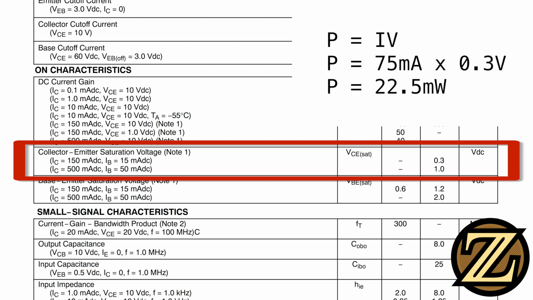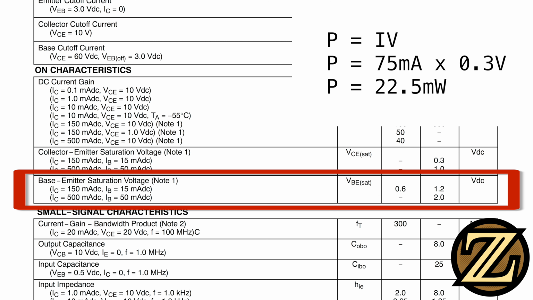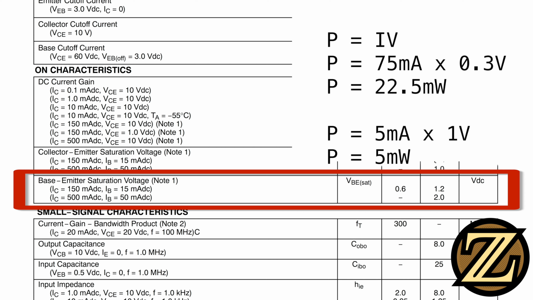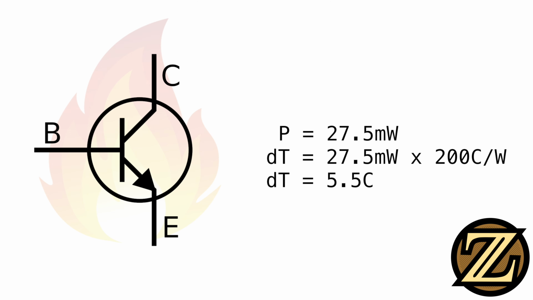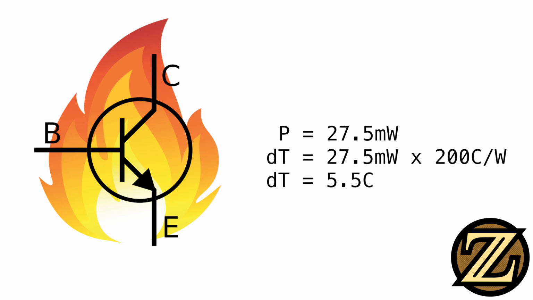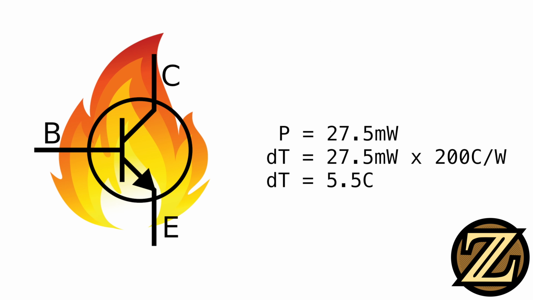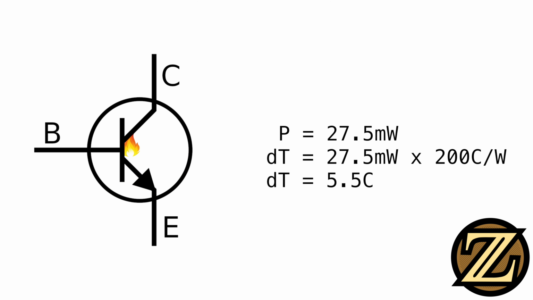This means we're dissipating about 22.5 milliwatts of power. We should also expect a 1 volt drop across the base and emitter with a current flow of 5 milliamps. This yields a power dissipation of 5 milliwatts. This totals up to 27.5 milliwatts of power dissipation. When we multiply this by 200 degrees Celsius per watt, we get an expected temperature increase of about 5.5 degrees Celsius. This is low enough to not warrant the need of a heatsink.